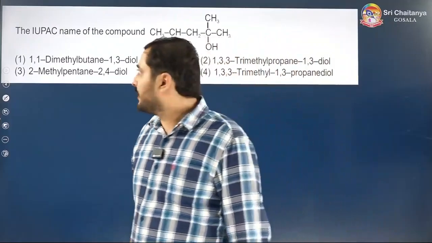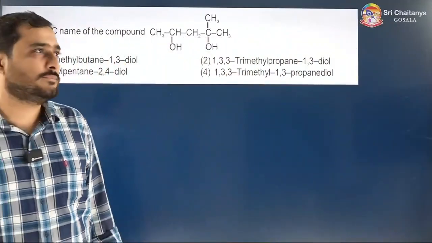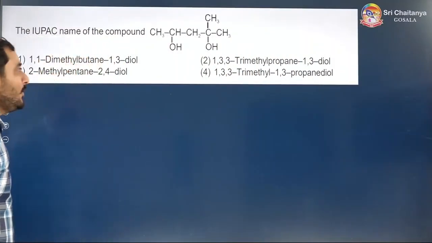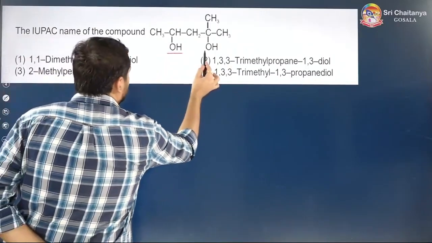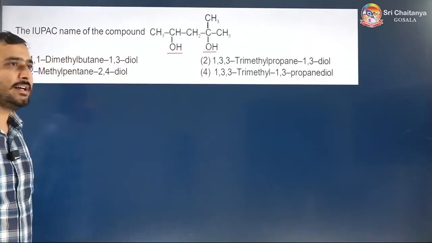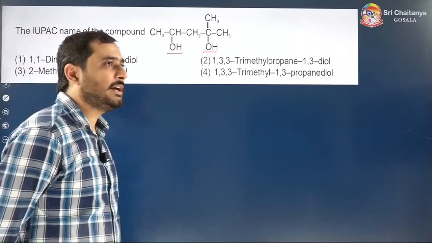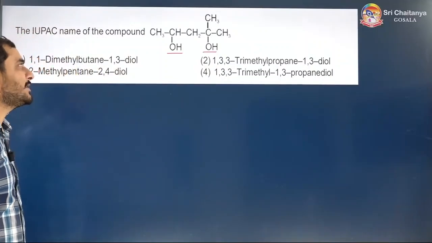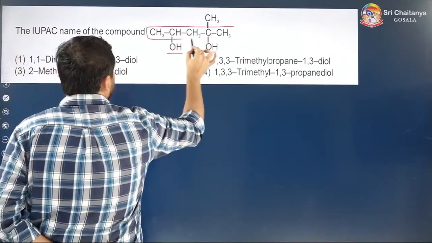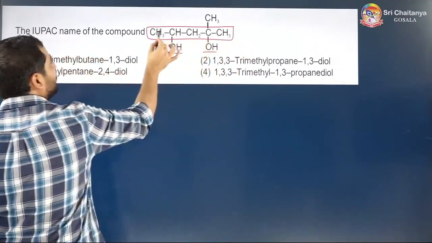Now tell me which functional group is present in the next question. Good, alcohol is given. OH is alcohol. Now what is the next thing? What do we have to select? Parent chain. Now tell me how many carbon atoms will be present in this parent chain. So this is the longest chain of carbon atoms: 1, 2, 3, 4, 5.